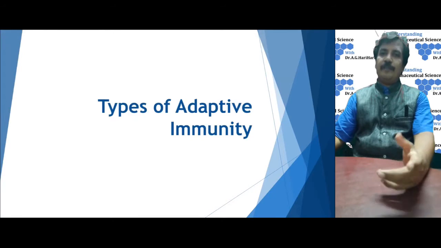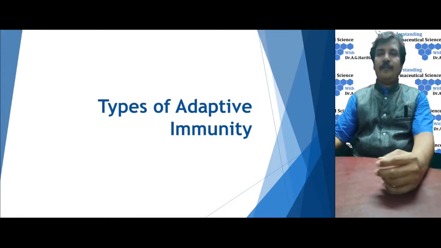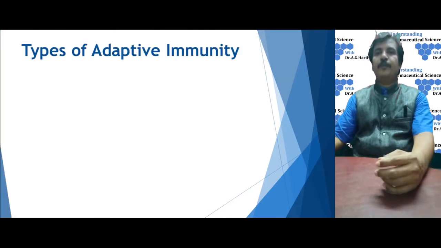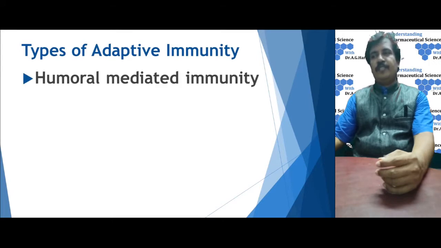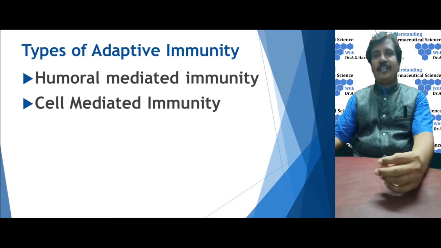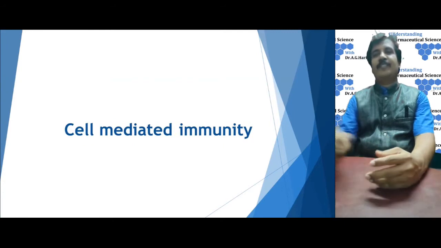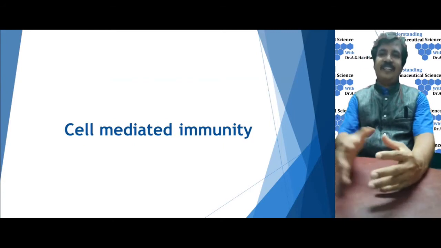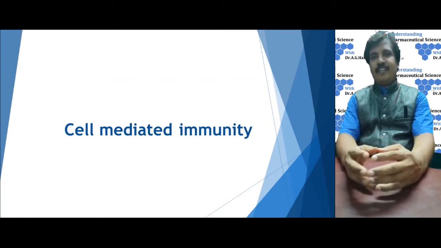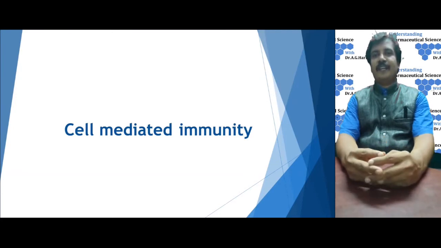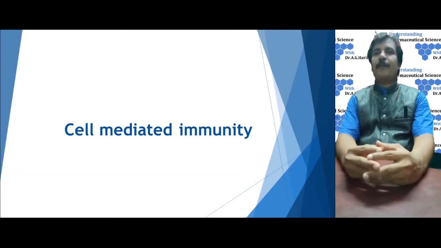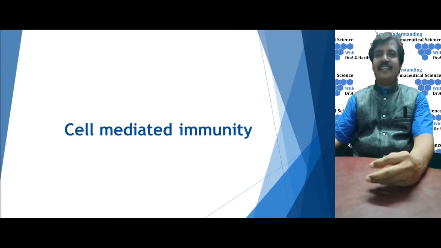Based on the mechanism of action, adaptive immunity can be classified into two major types. One is humoral mediated immunity, which we have seen in our earlier lecture, and second is cell mediated immunity. We are going to discuss cell mediated immunity in detail. In this lecture, first we understand what is meant by cell mediated immunity. Second, we discuss the mechanism of cell mediated immunity in detail.